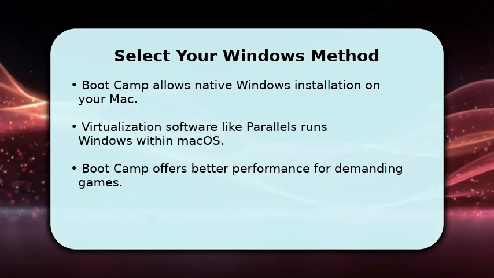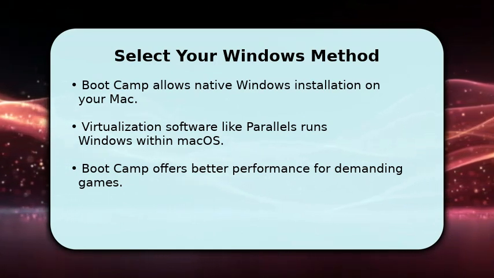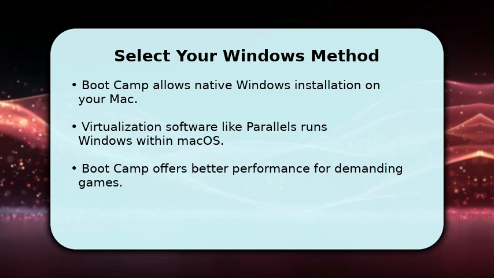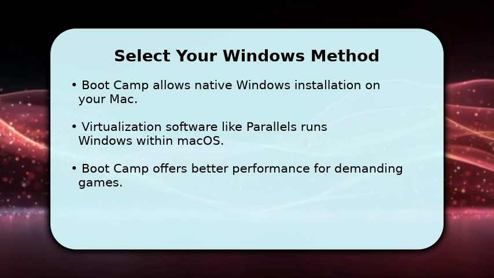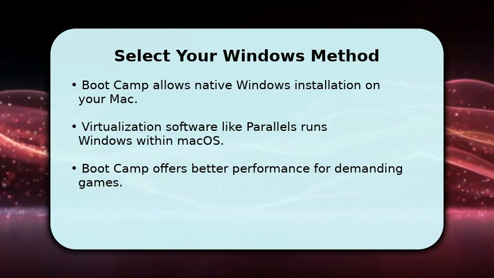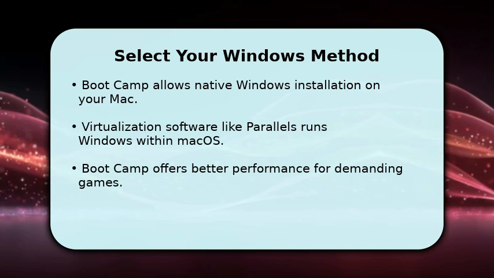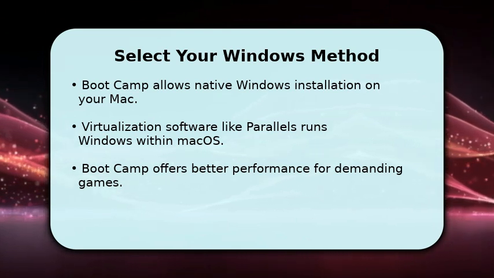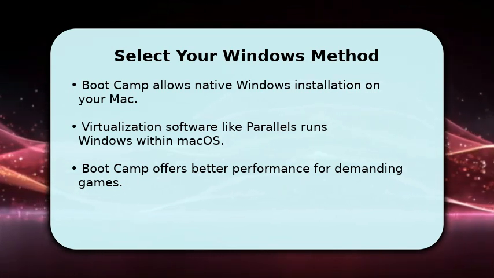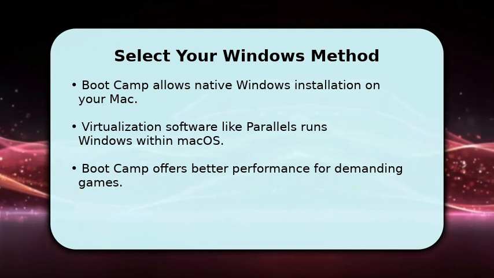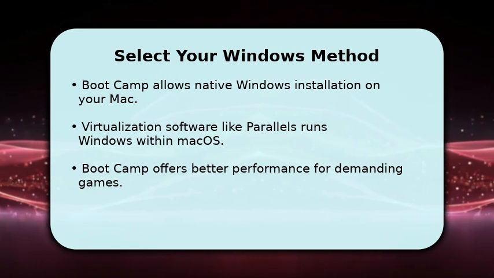Next, you need to choose how to run Windows on your Mac. You have two primary options: Boot Camp or virtualization software, such as Parallels Desktop. Boot Camp is a free utility from Apple that lets you install Windows natively, offering superior performance for graphics-intensive games like Skylanders. Alternatively, Parallels Desktop allows you to run Windows as a virtual machine directly within Mac OS, providing convenience for switching between systems without rebooting. Consider your performance needs and workflow preferences when making your choice.